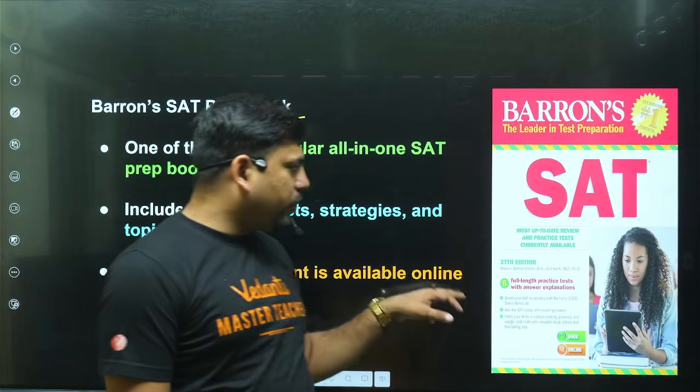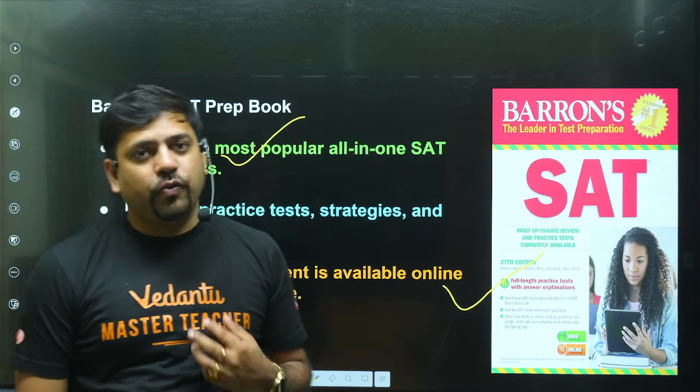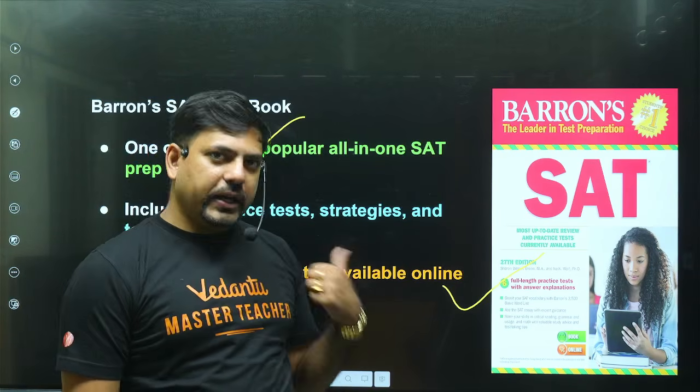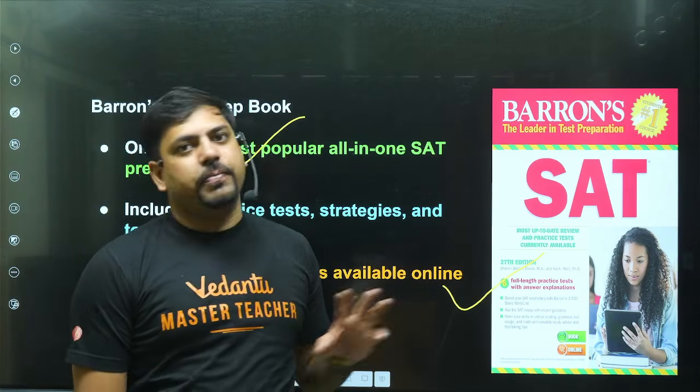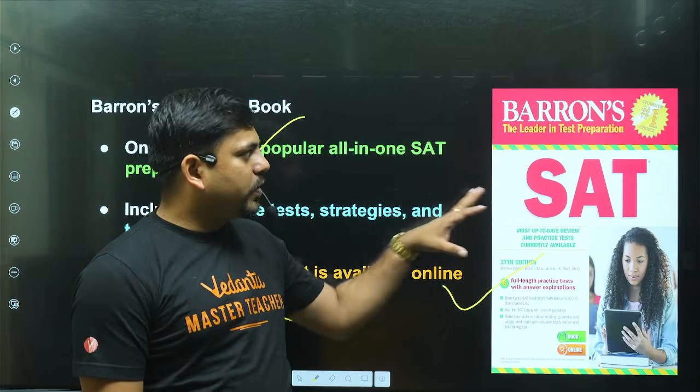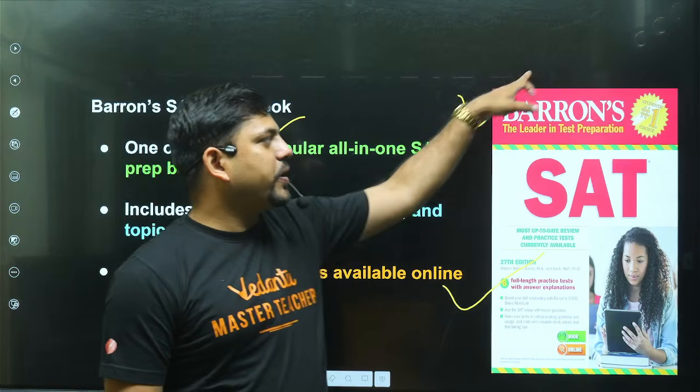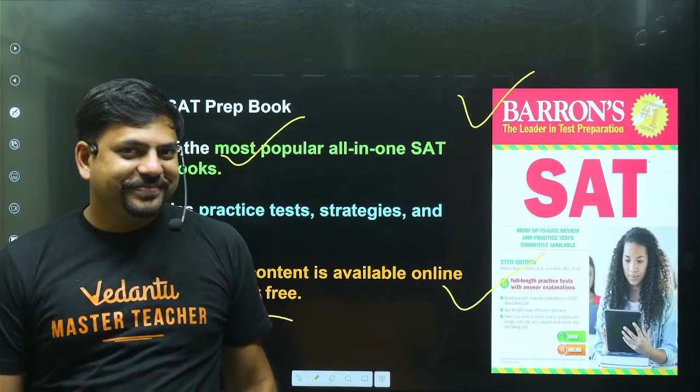So you can even go for this one book if you have to go for only one book. In this, you'll get both English and mathematics, and you'll get a lot of practice papers also. So you can even go with Barron's. And this is kind of one of the oldest types. Okay. Now moving forward.